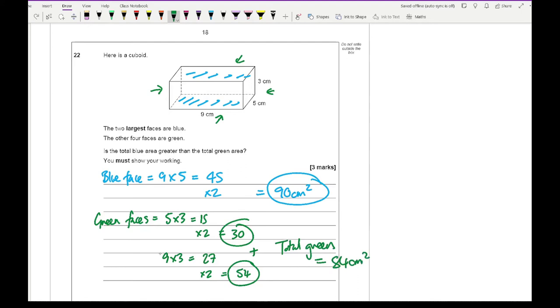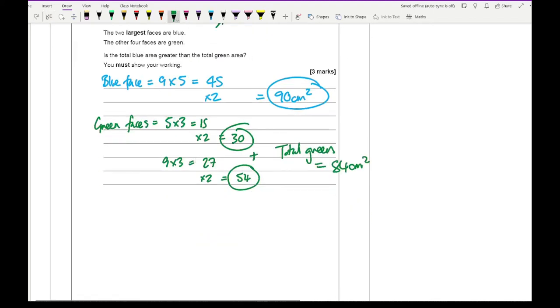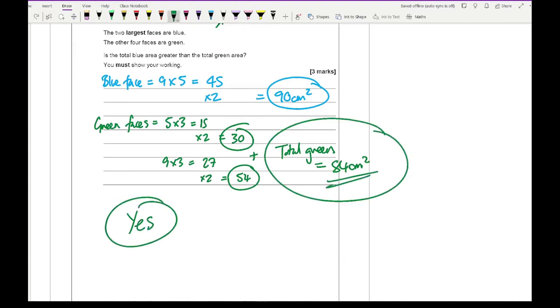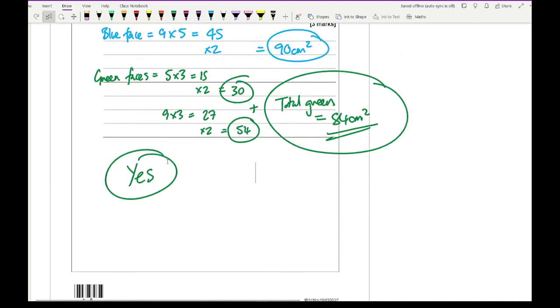And going back to the question, is the total blue area greater than the total green area? Well, the answer is going to be yes. And there is my evidence in terms of why.